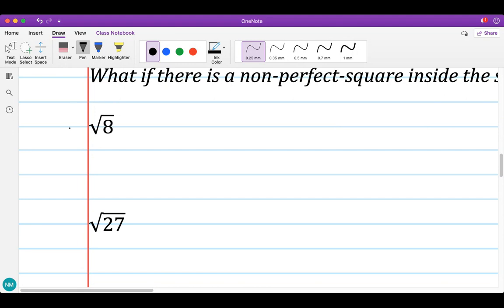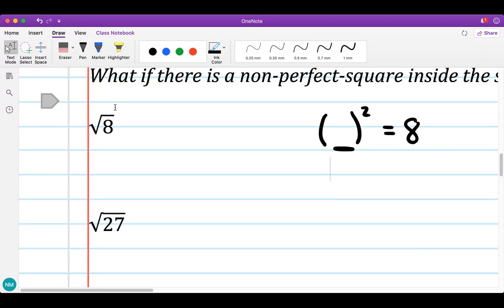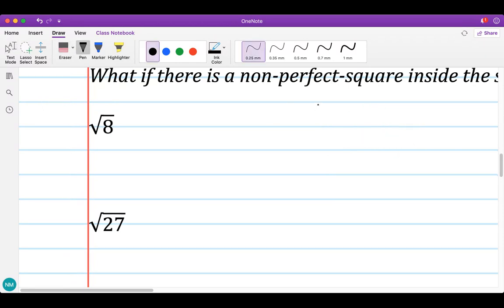Now, the square root of 8, is 8 a perfect square? No, it's not, because no integer squared will give me 8. If we put it into a calculator, you will get 2 point something. Okay? So it's really important to know that it is not a perfect square. So what do we do? I have videos already on this, and I have linked them on my website if you want the in-depth lesson. But just a quick review.